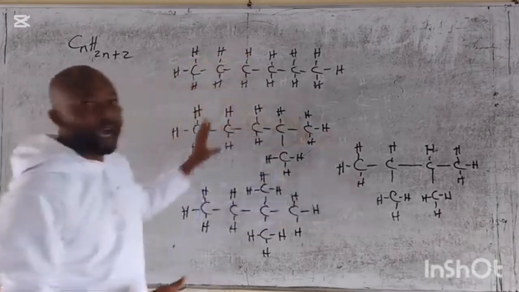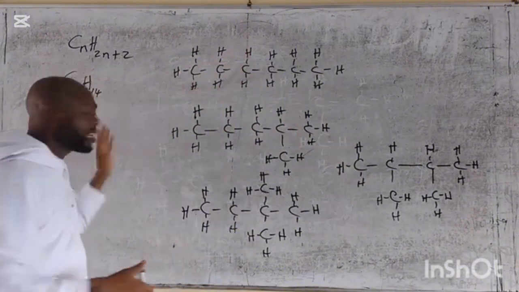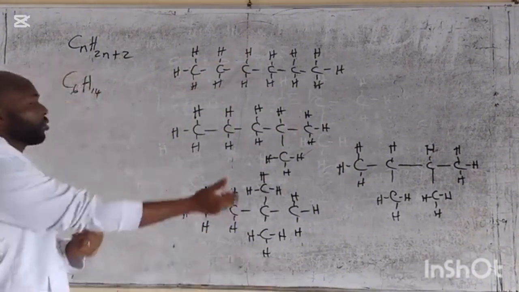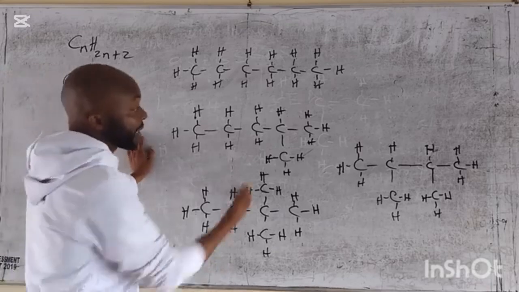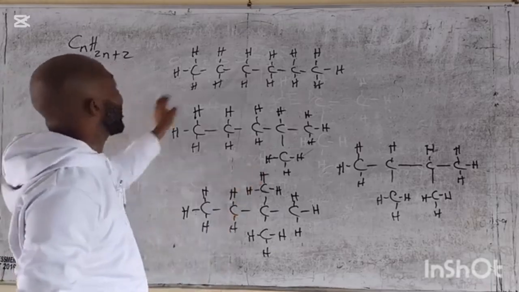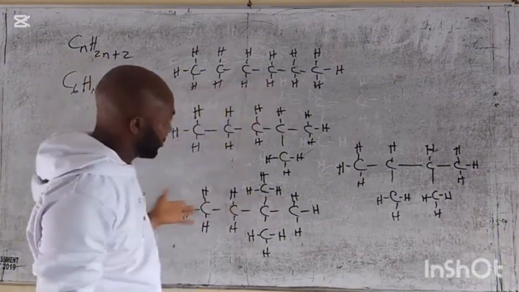Their structures are all different, but all of them have C6H14. So this is a pure example of the various isomers we can capture here so far. This one is n-hexane, normal hexane.